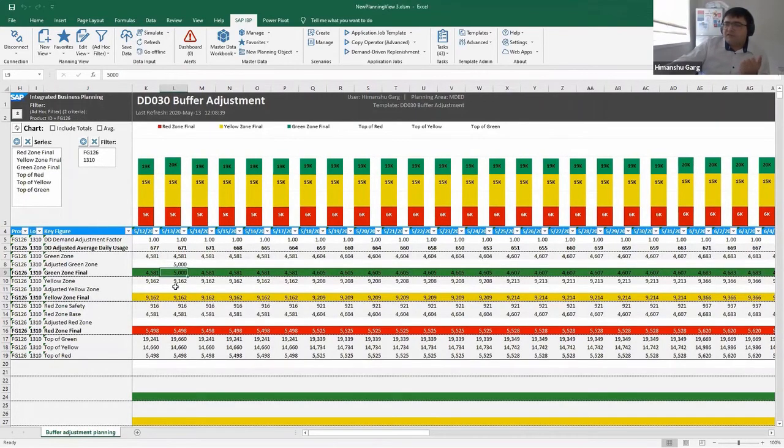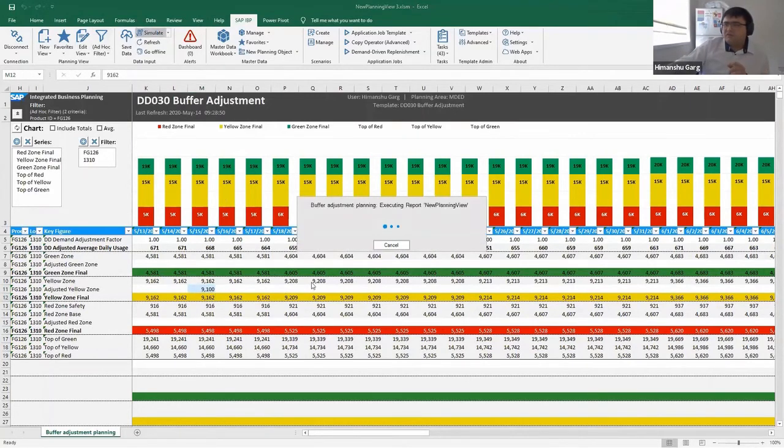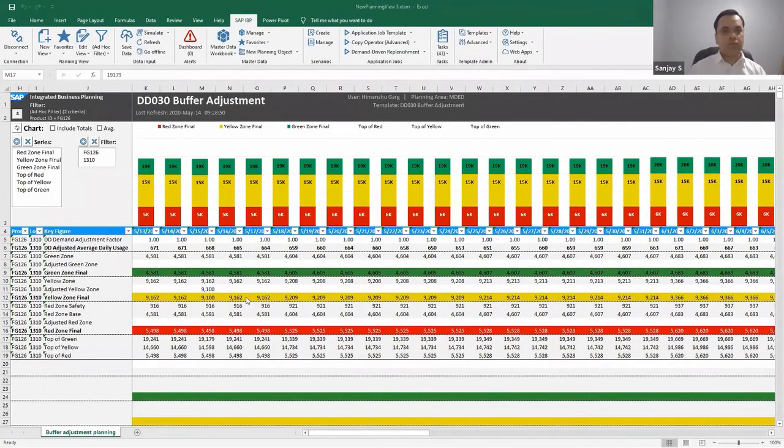Then we have this third view where planners can come, and let's say I want to make an adjustment and change the yellow zone from 9162 to 9100. So I can do that, and I can simulate just to see what changes it makes. So after refresh, as you can see here, if you compare this data point within this week, 19241, it has changed from 19241 to 19179. So the system does the whole recalculation on the fly, right, as soon as you make the change.